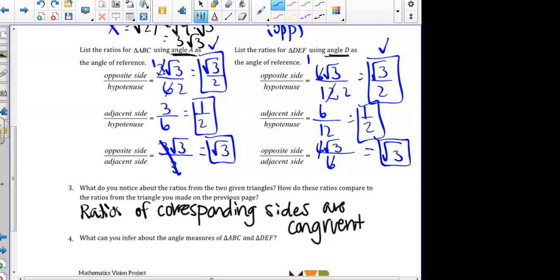So what can we infer, or what can we conclude about the angle measures of triangle ABC and triangle DEF? And so if the ratios are the same, what that means is these triangles must be similar. So the measures of the corresponding angles must be congruent.